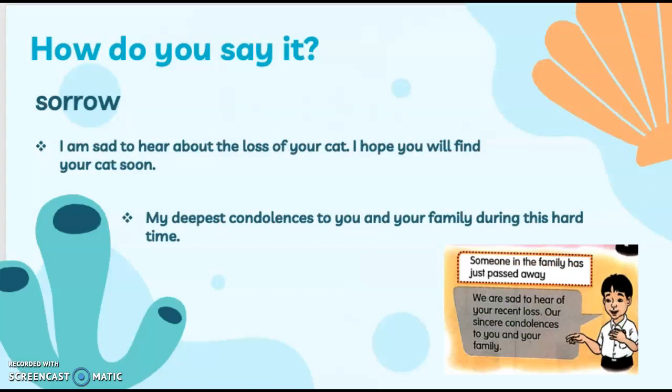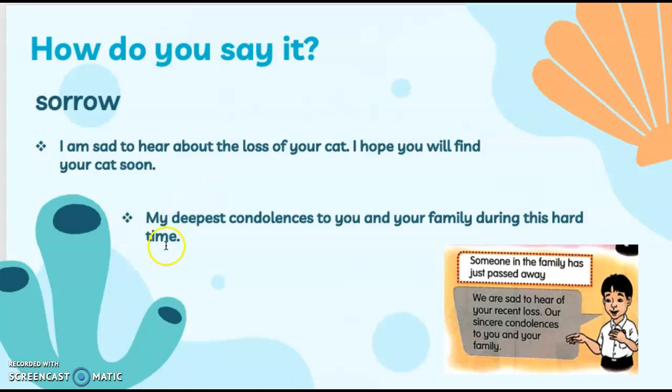So when you hear someone has lost their family members, you can just say, I am sad to hear about the loss of your cat. I hope you will find your cat soon. So this is not family member. This is focusing on the pet. Okay. So some of us, we got pet at home. It can be cat, dogs, even fish.